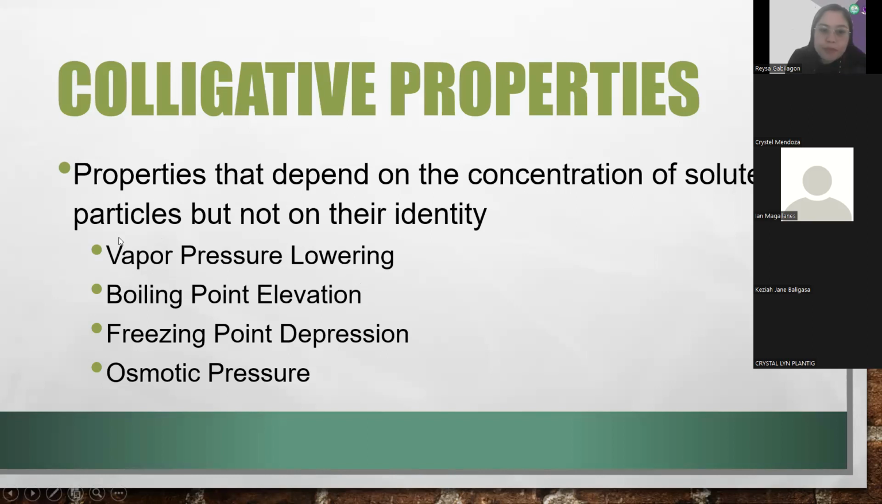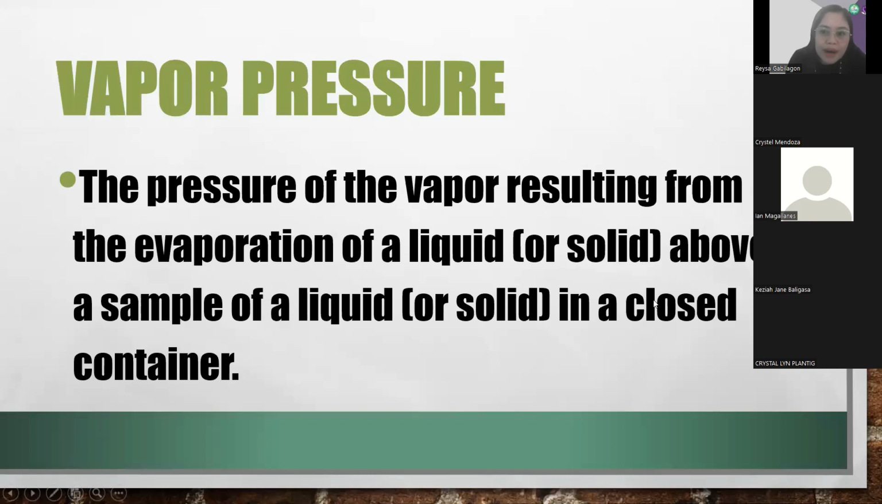So when you say vapor pressure lowering, the more you add solute, there will be decrease in the vapor pressure, and that would mean that the substance will not easily evaporate. Okay? Kasi when you say vapor pressure, it's the pressure above the liquid kapag nag-evaporate na siya. Pag mataas yung vapor pressure, it means the liquid easily volatilizes. Madali siyang maging gas. Okay?